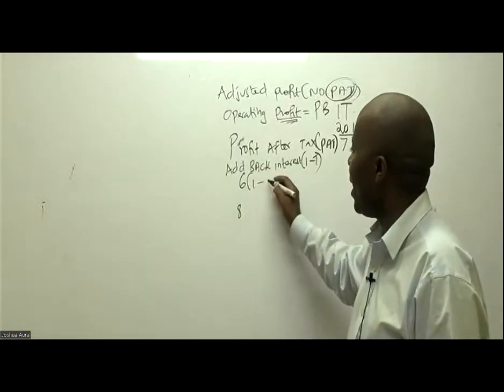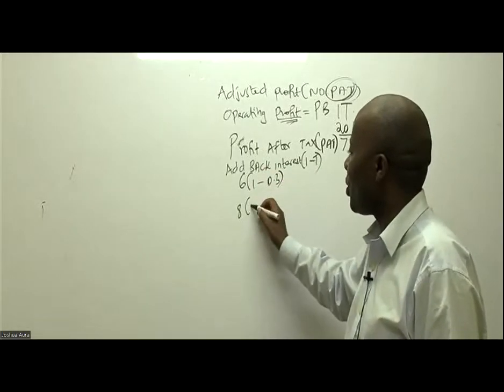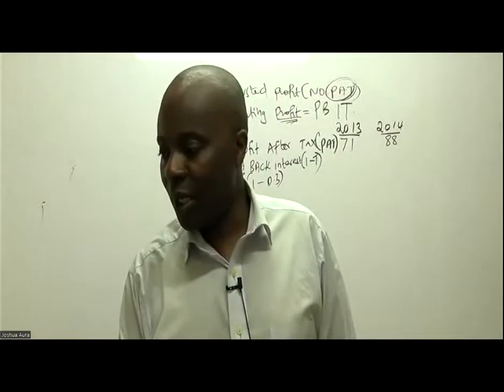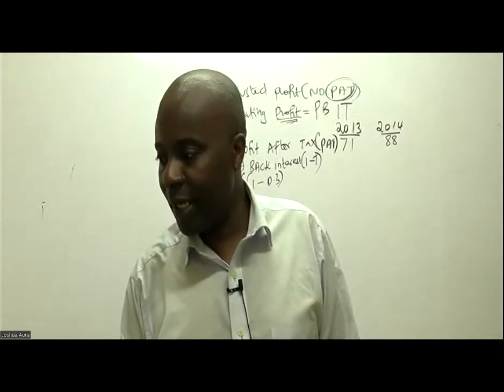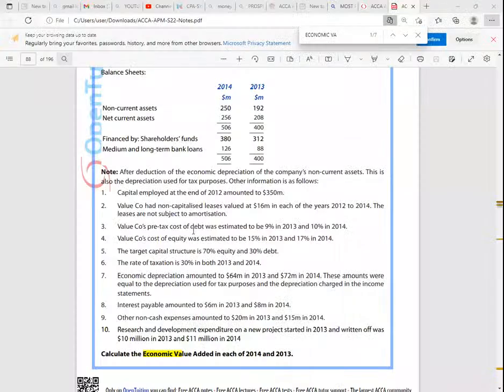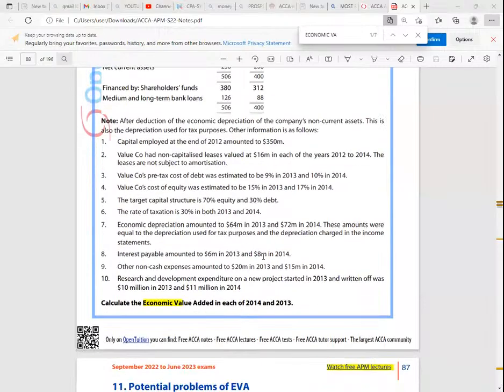So 1 minus the tax you're told in this question is 30%. Tax given in this question is 30%. Is there somebody who is able to see this figure of tax? It must be somewhere here. Tax rate, note number 6, 30% in both 2013 and 2014.